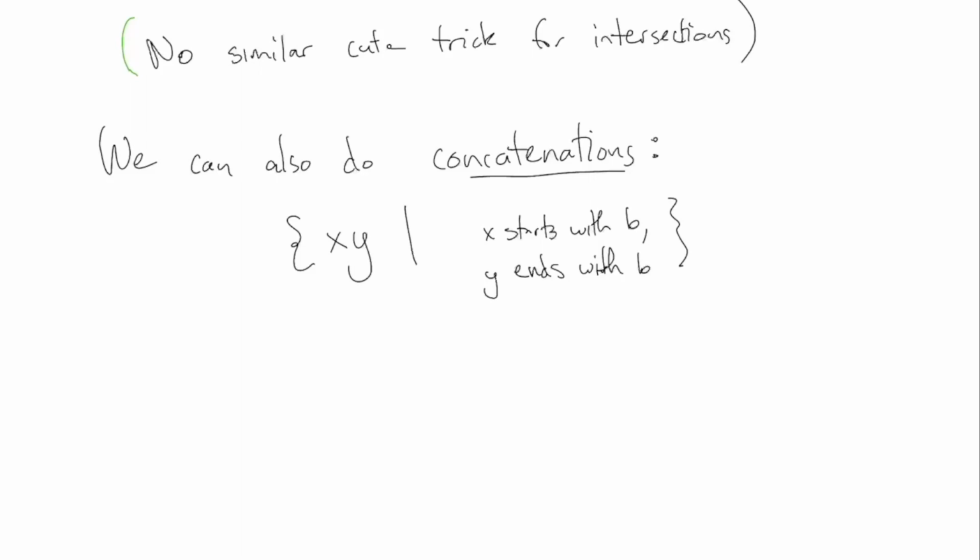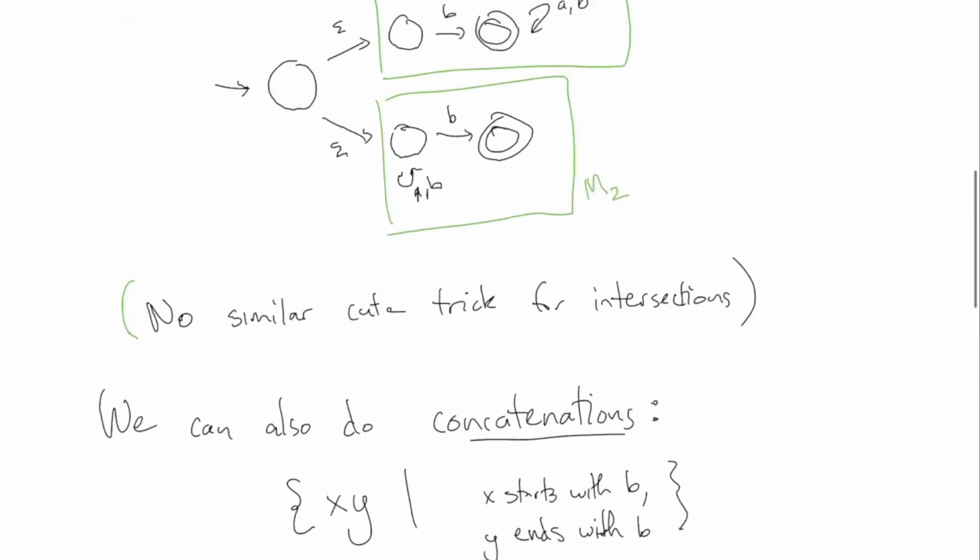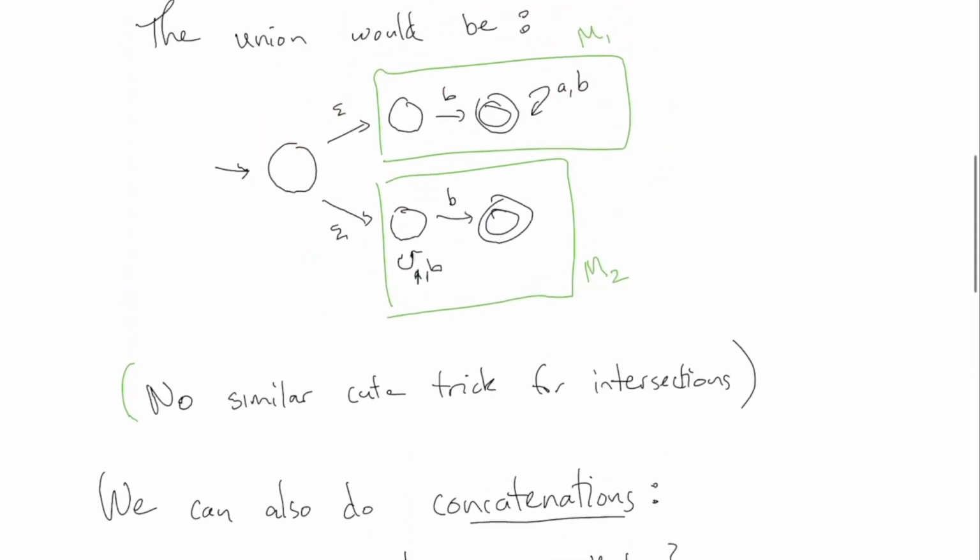Well, to do that for my two NFAs, I want to do something kind of similar to this, but I'm going to put the two machines, instead of going in parallel, where you can do this one or you can do this one, I want to make it so that you have to do one of them and then followed immediately by the other one.